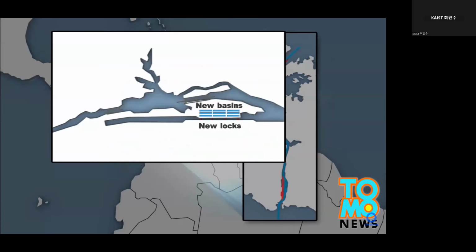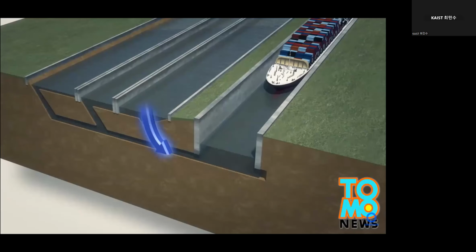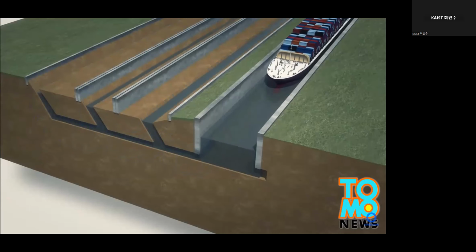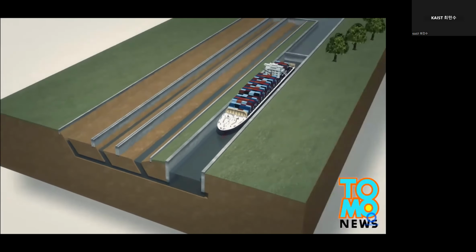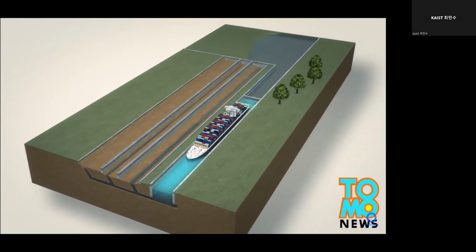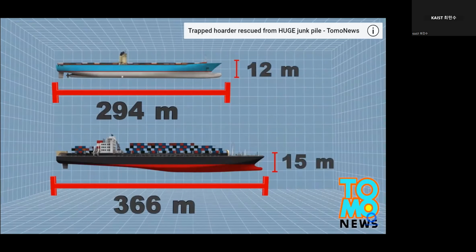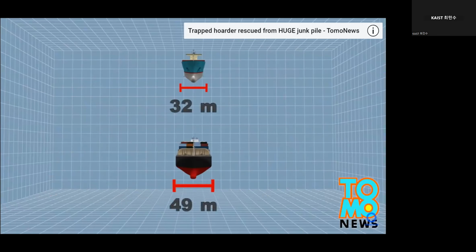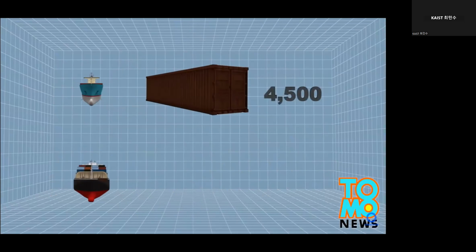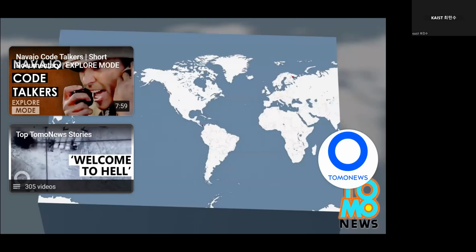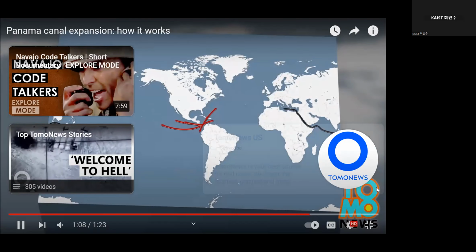The new locks will be larger but use less water than the existing ones. Nearby basins will recycle the water from the locks as they are emptied and use the water to partially fill the locks when another ship passes through. Water from the canal's lakes will also be used to fill the locks. The new locks will be able to handle ships that are longer, taller, and wider. Per ship cargo capacity will nearly triple, from the current roughly 4,500 standard container limit to roughly 12,000 standard containers. These changes will make the Panama Canal more competitive with the alternative Suez Canal route, which currently accommodates much larger ships.